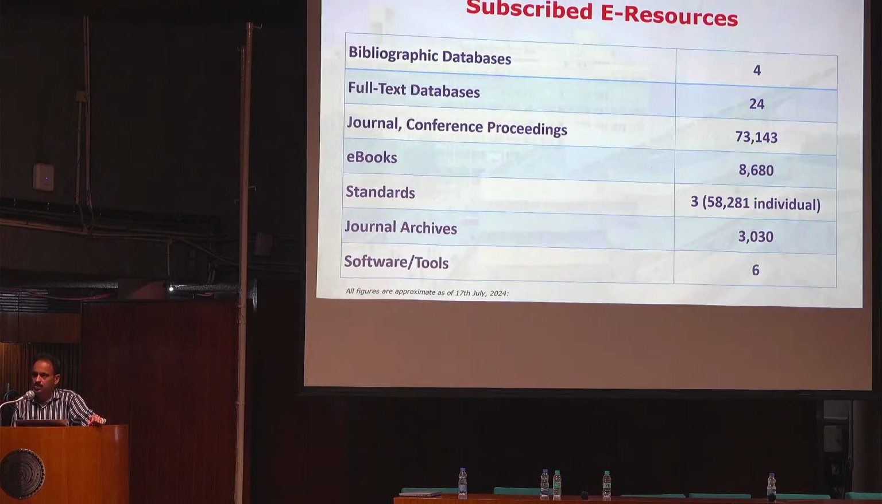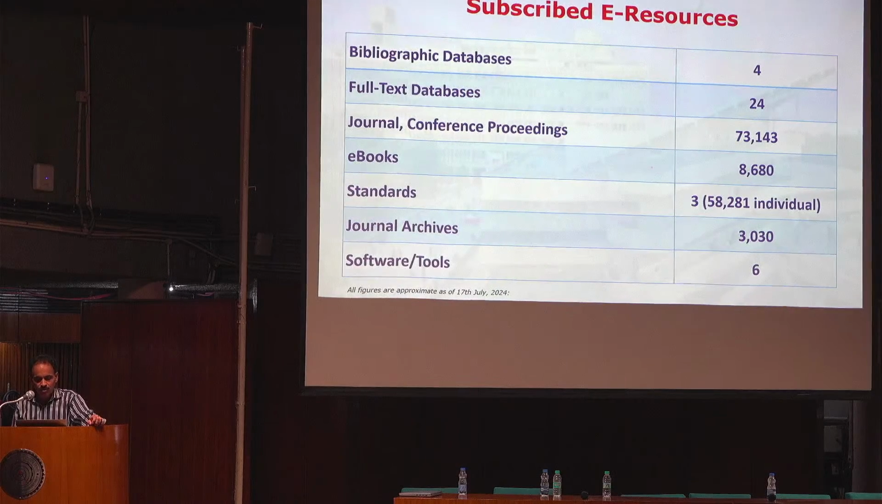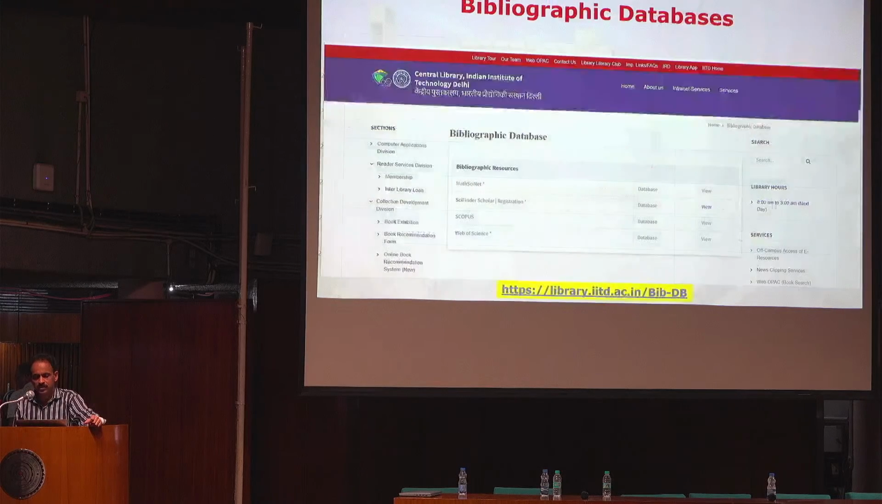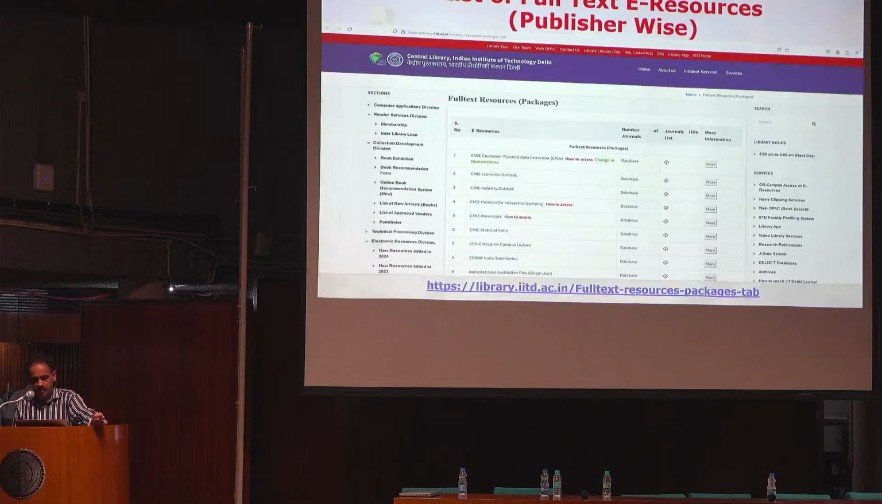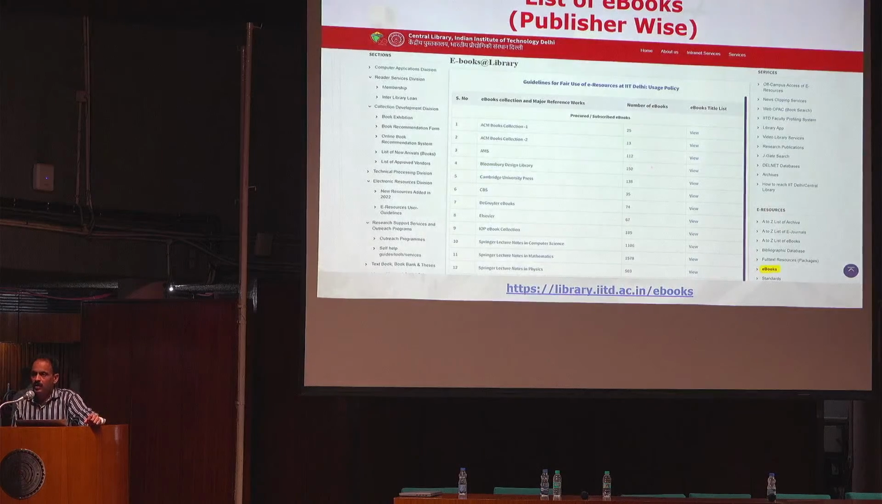A number of electronic resources and journals are subscribed, which may be useful for the PG students or research scholars, but for you, this ebooks portion is very important. We have about 9,000 ebooks, and some of these ebooks may be useful for fulfilling your curriculum needs. We have a number of bibliographical databases. I think it's not required. Then we have created a list of ebooks by publisher. Suppose you want to see the list of books published by Cambridge or any other publisher, you can search using this option through the library website.